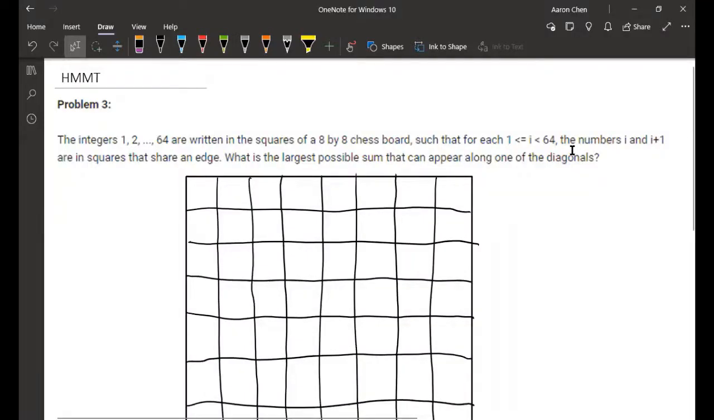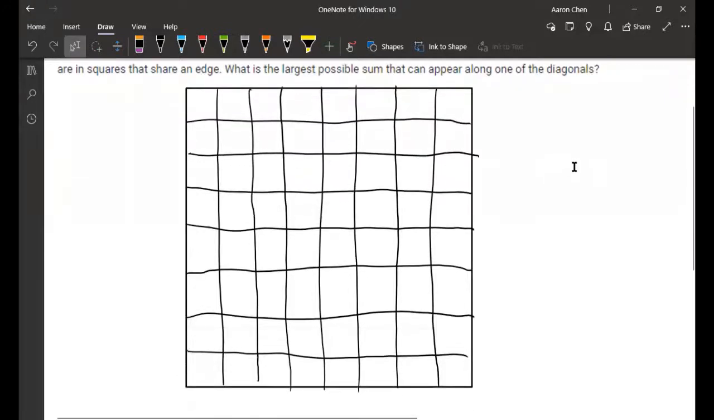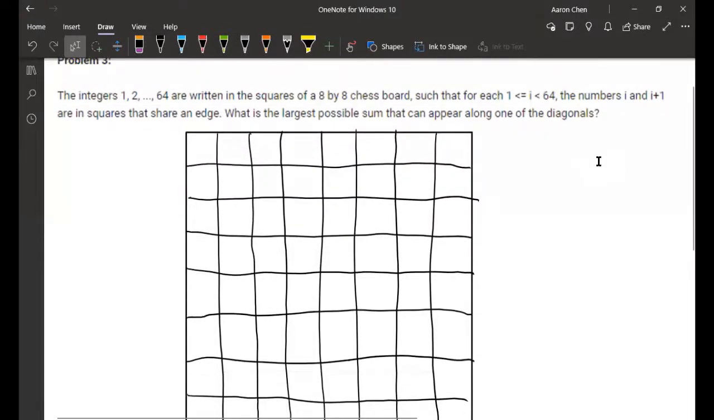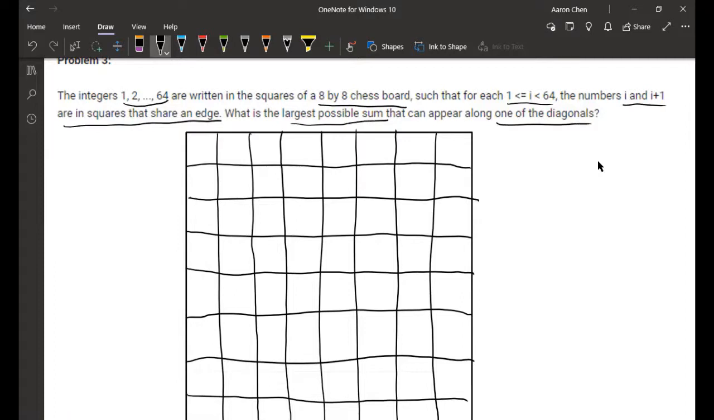Oh, level 3. So the integers 1 to 64 are written in the squares of an 8 by 8 chessboard, such that for each i between 1 and 63, the numbers i and i plus 1 are in squares that share an edge. And so we want to find the largest possible sum that can appear along one of the diagonals. And so first of all, clearly the maximum sum will appear along one of the two diagonals of length 8.